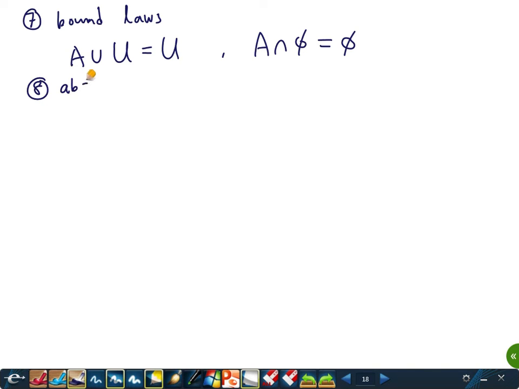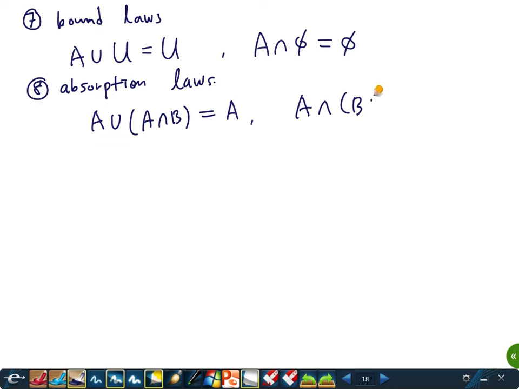And absorption laws. A union (A intersect B). What do you think this is? Just guess or tell me. A or B? Great. (A intersect B) union A, or A union B, what is this? A or B? Yes. Easy, right?